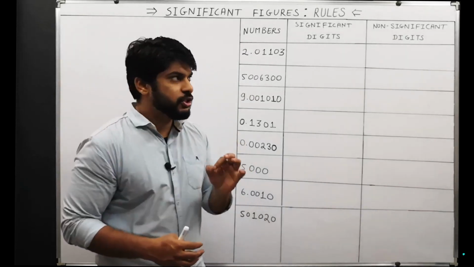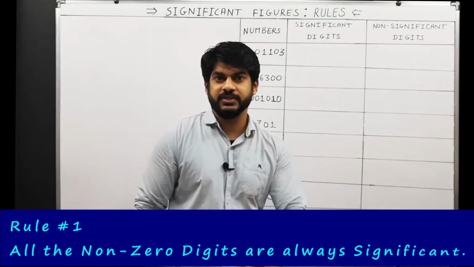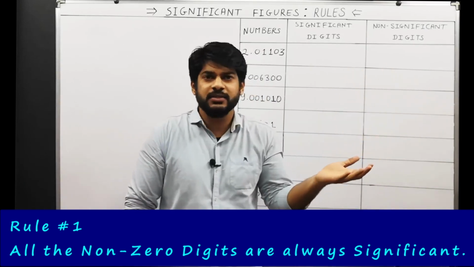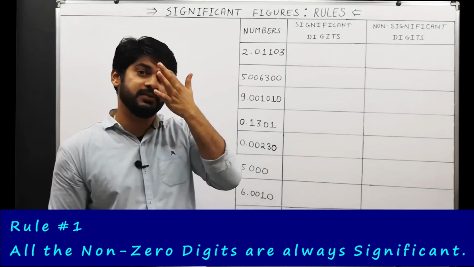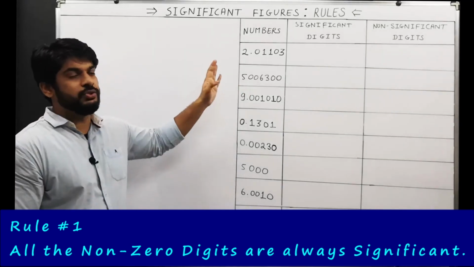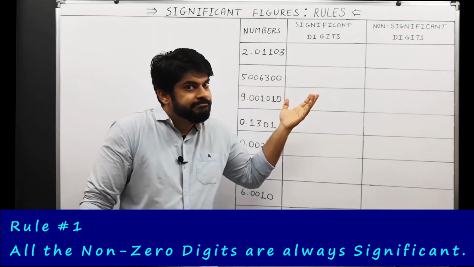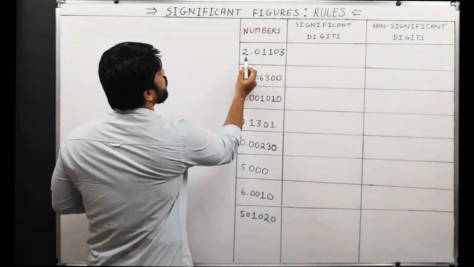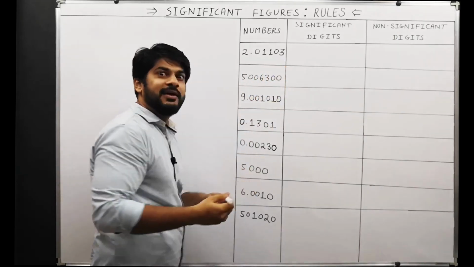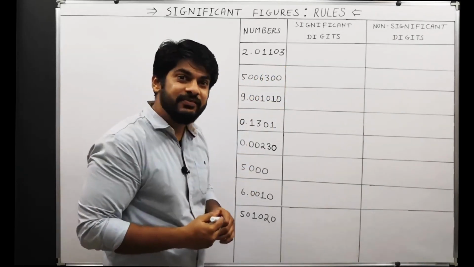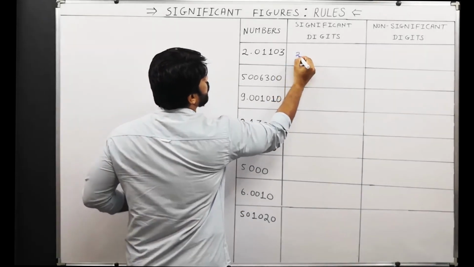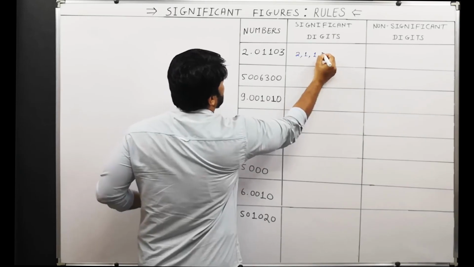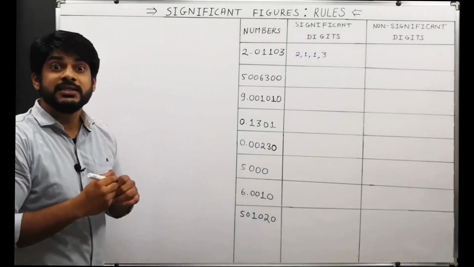The first rule says that all the non-zero digits are significant. It's very simple: digits which are not zero are all significant. Over here I can check this 2, this 1, this 3; they are non-zero, so they are significant. So you can just write here 2, then 1, then 1, then 3; they are significant.